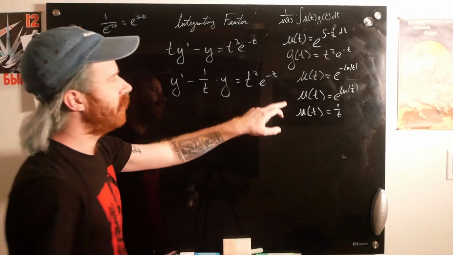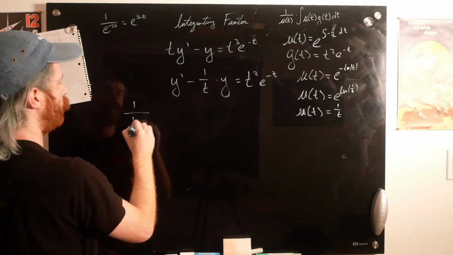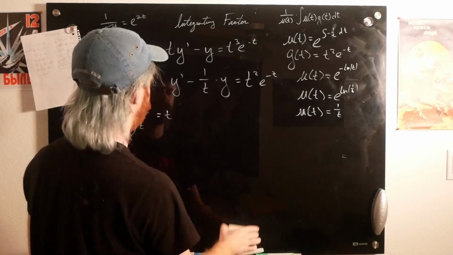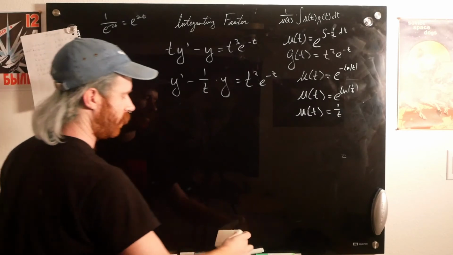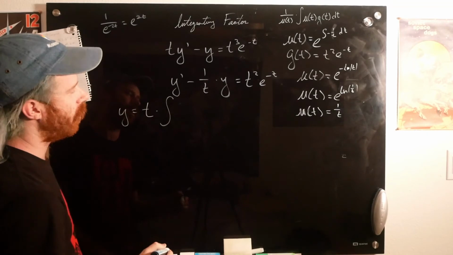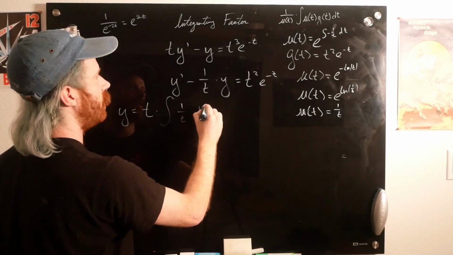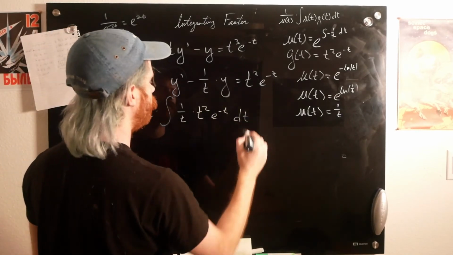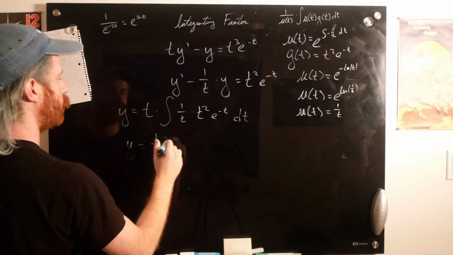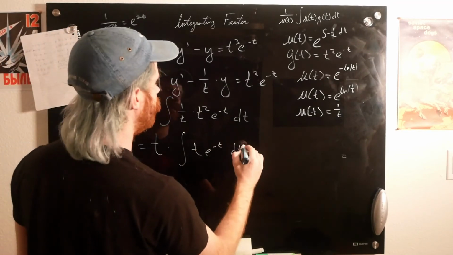So now that we have mu of t and g of t defined, let's go ahead and plug everything in. 1 over mu of t, well that's 1 over t. 1 over 1 over t is just going to equal t, right? So we're going to use t instead for that first term. So y equals t times the integral of mu of t, which is 1 over t, times g of t, which is t squared e to the negative t dt. These simplify. Y equals t times the integral of t e to the negative t dt.